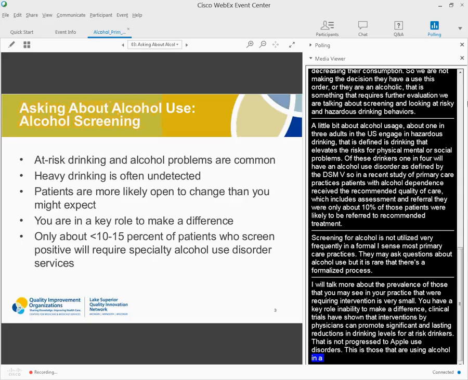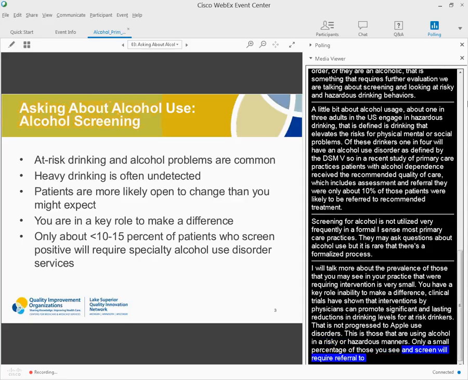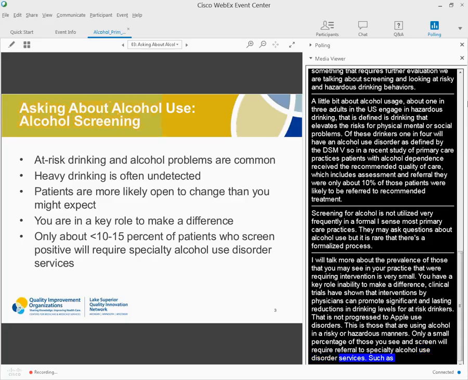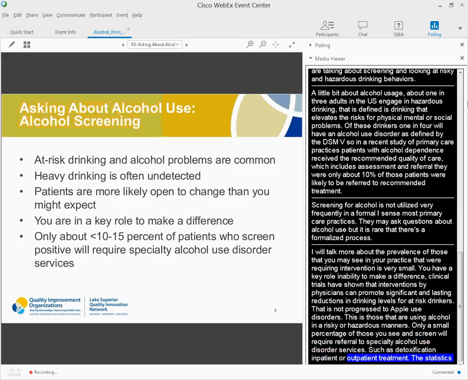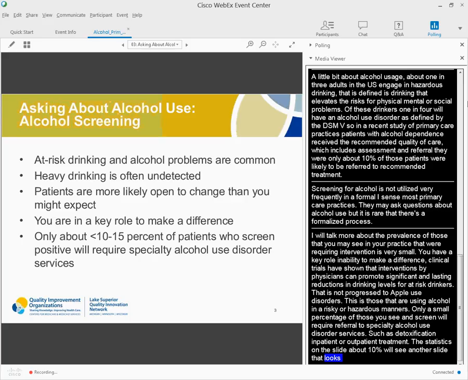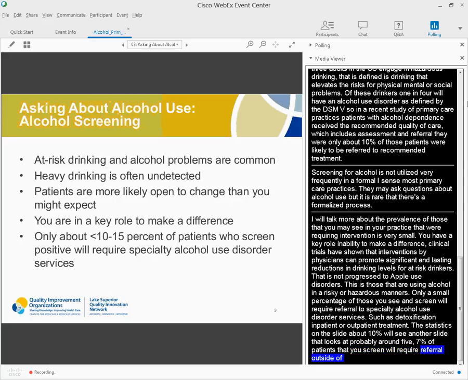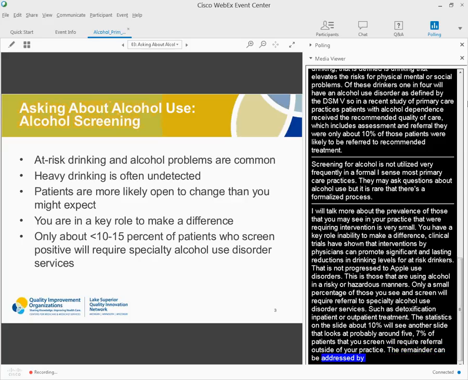And only a small percentage of those you see and screen will require referral to specialty alcohol use disorder services, such as detoxification, inpatient, or outpatient treatment. The statistic on the slide is less than 10 to 15%. We're going to see another slide later in the presentation that looks at probably right around 5 to 7% of patients that you screen will require referral outside of your practice. And the remainder of those can be addressed by doing brief advice and some motivational interviewing strategies, things we'll talk about a little later.